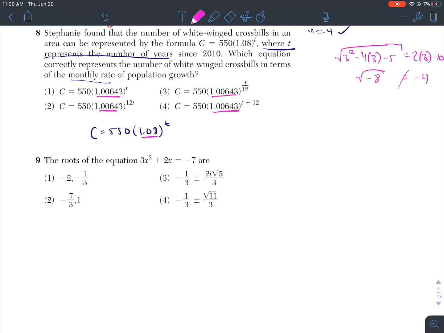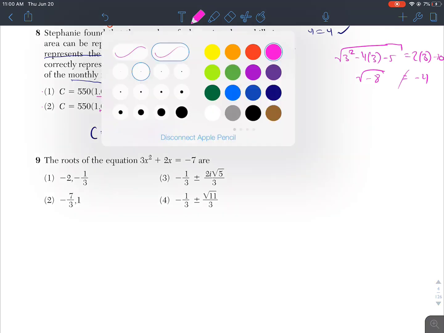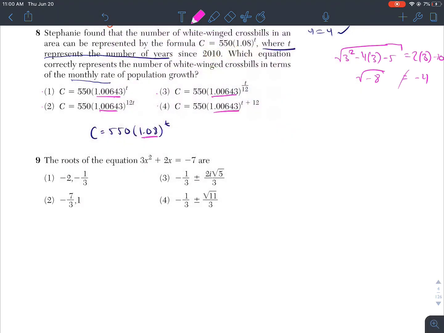So what we basically need to figure out is which of these 4 equations is equivalent to the one that we started with before. So thinking about how to convert from years to months, C is equal to 550 times, it looks like they're all 1.00643, so we don't have to distinguish that between them. Now, T is the number of years.